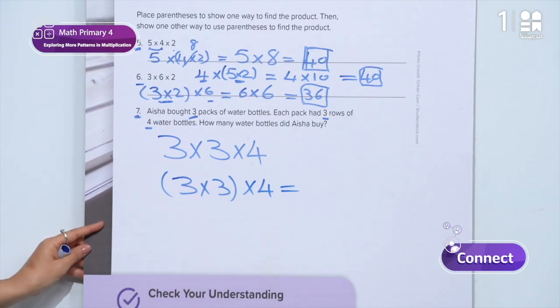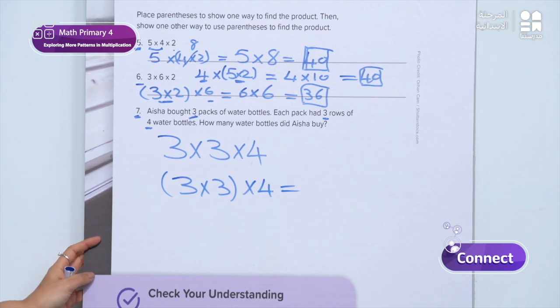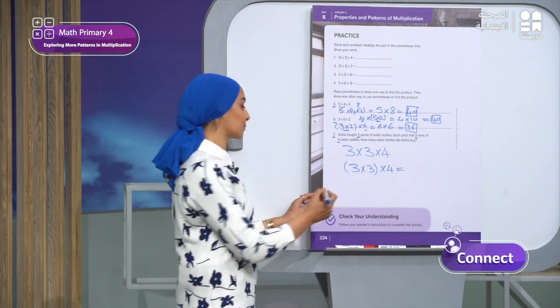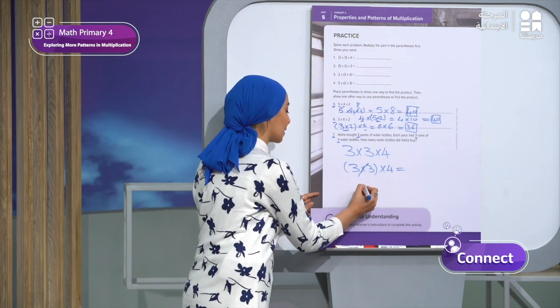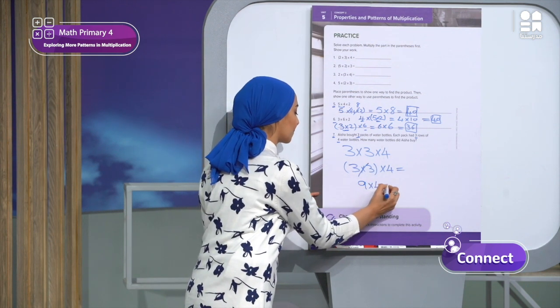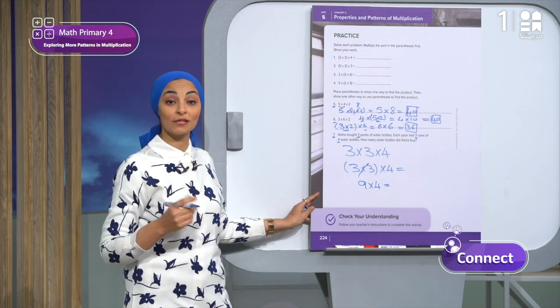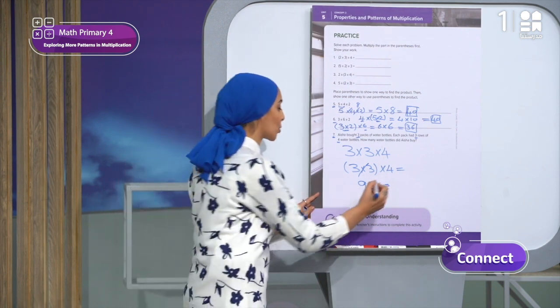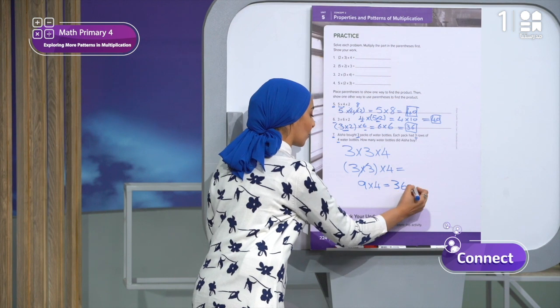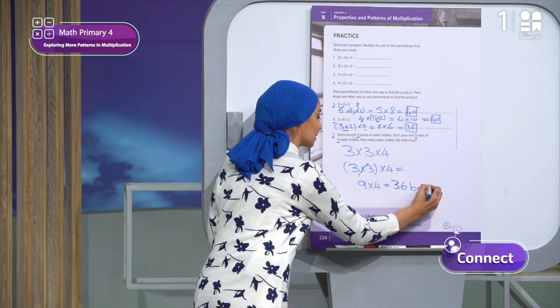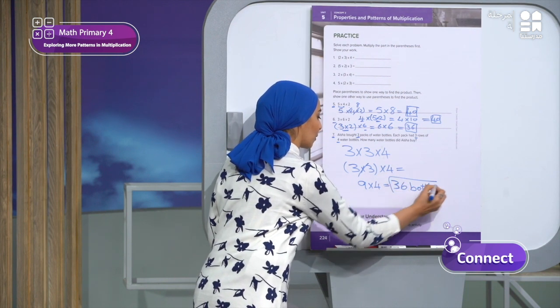When I have brackets, I must solve the brackets first. So 3 times 3 gives me what? Yes, 3 times 3 gives me 9. But here I have 9 times 4. Here 9 times 4 equals what? 9 times 4 equals 36. يبقى now I have 36 bottles and this is the right answer.